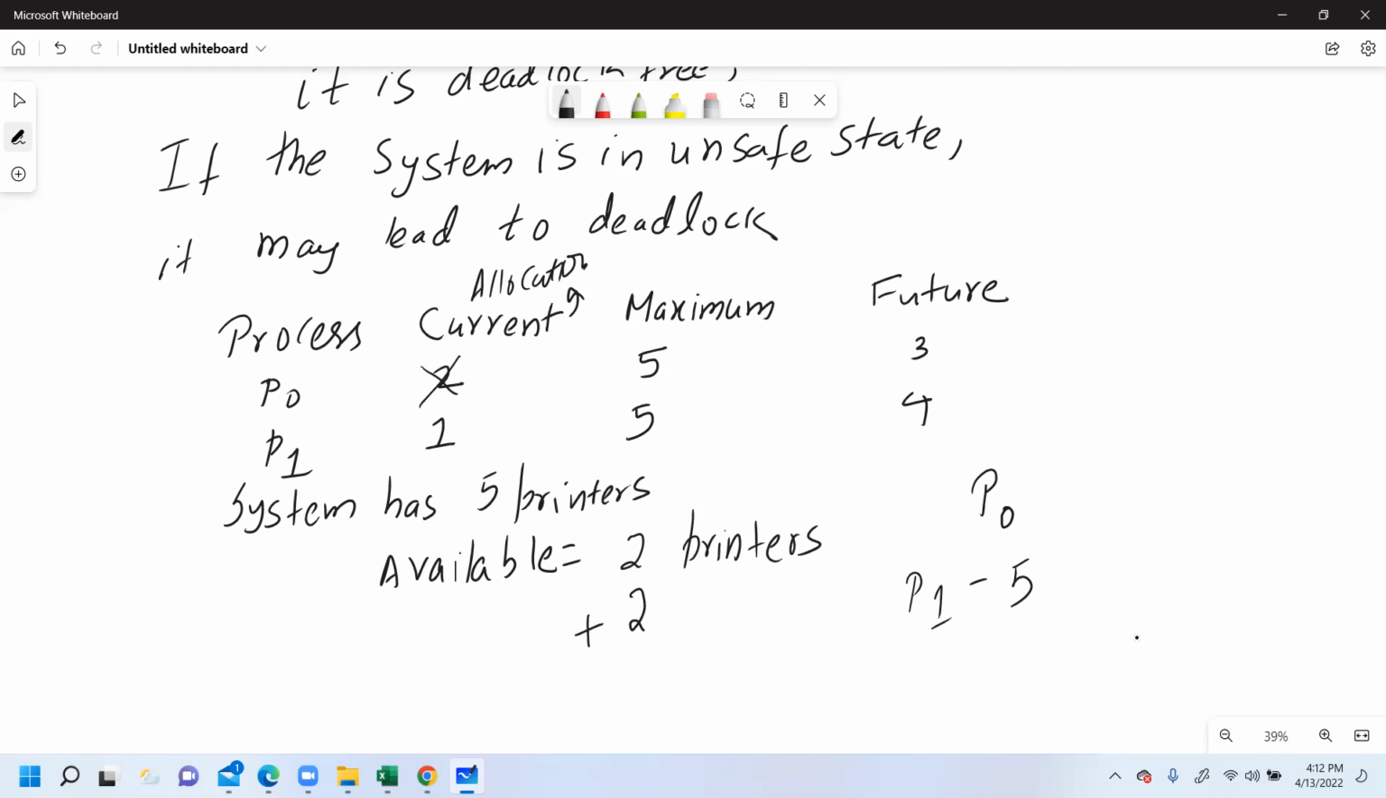An unsafe system may lead to deadlock, not can, may lead to deadlock. I'm not saying an unsafe system will lead to deadlock. Will means it's a must, right? It is not will lead to deadlock. It may lead to deadlock. Unsafe system. Is this clear?